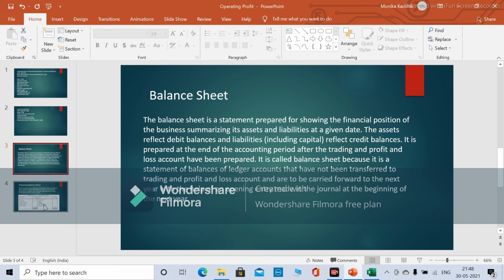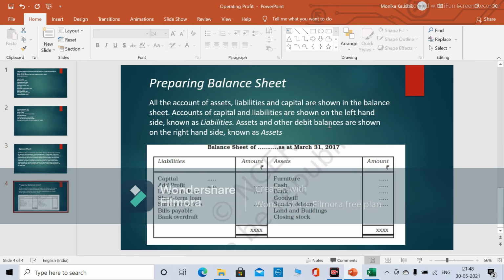Now this is the format. All the assets, liabilities and capital are shown in the balance sheet. Liabilities we will show here on the credit side. The credit side is on the left side, and on the right hand side we will enter the assets. So assets are on the debit side. These are the assets and these are the liabilities. Assets are always on the debit side with debit balances, and liabilities and capital reflect the credit balance. So this is the format.